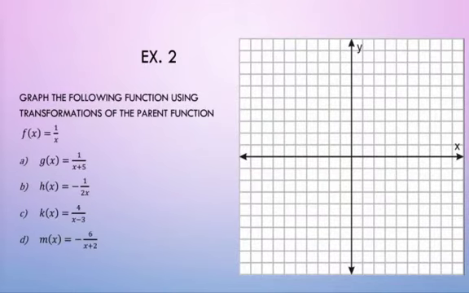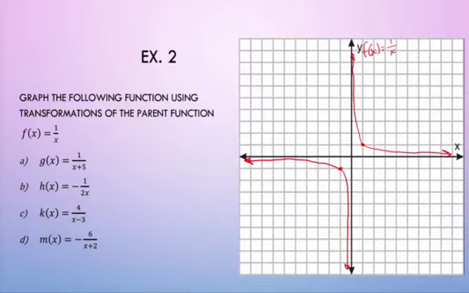Graph the following function using transformations of the parent function f of x equals 1 over x. So the parent function goes through the point (1, 1) and has a vertical asymptote at 0 and a horizontal asymptote at 0. It also goes through the point (-1, -1) and has those asymptotes from the bottom. So this is the parent function, f of x equals 1 over x.